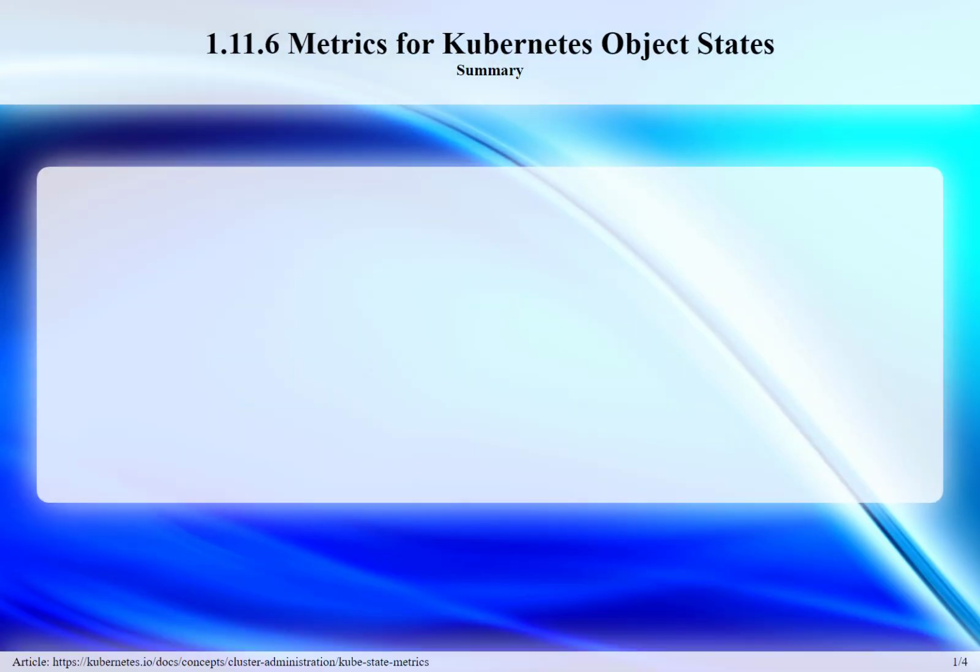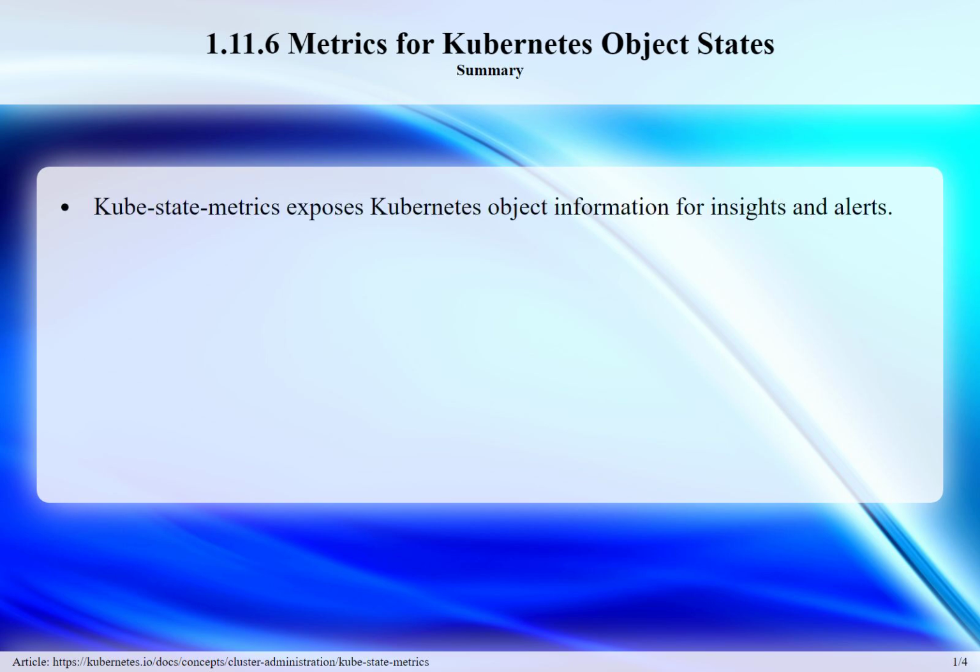Chapter 1.11.6 Metrics for Kubernetes Object States. Summary. Kube State Metrics exposes Kubernetes object states as metrics, enabling insights and alerting using tools like Prometheus.